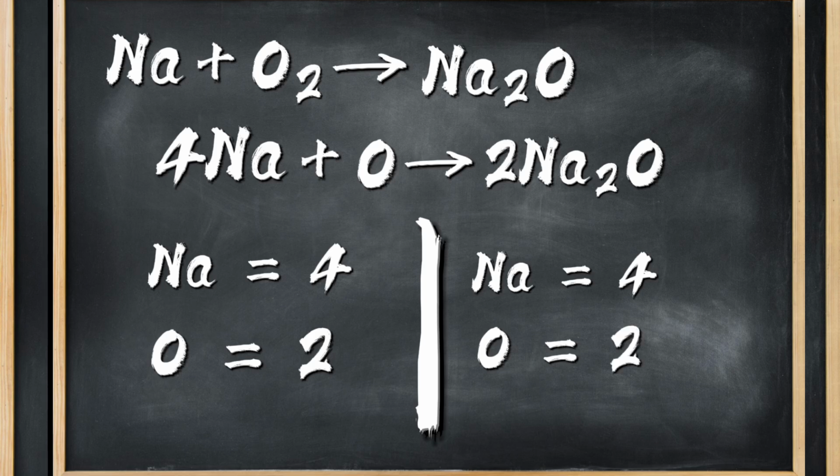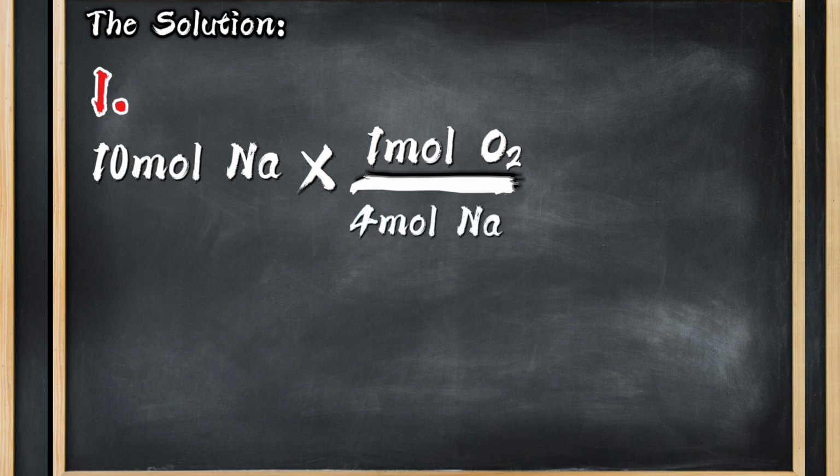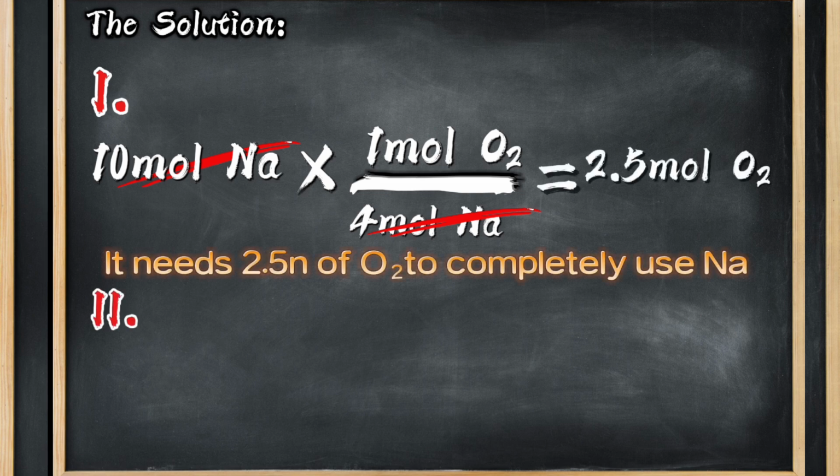Now that the equation is balanced, let's find the moles of oxygen needed. So here's the solution. 10 moles of sodium multiplied by 1 mole of oxygen over 4 moles of sodium. Cancel out the same terms and do the math. Therefore, it needs 2.5 moles of oxygen to completely use sodium.